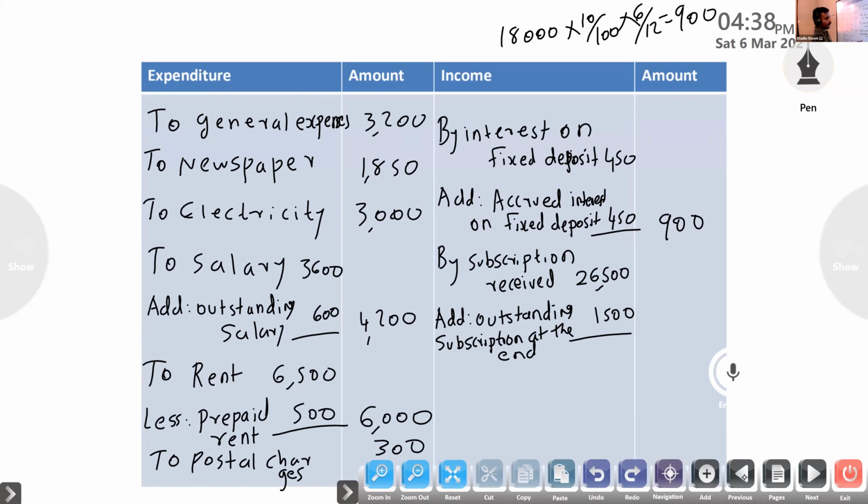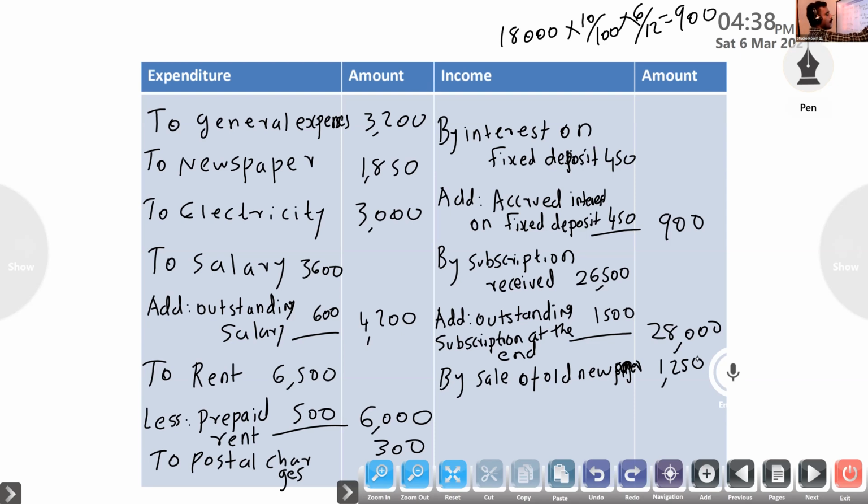Okay. Now 28,000. Okay, no need to list outside subscription. Next one, sale of old newspaper. That is no adjustment. So we have, you have to know the expenditure and the income of a not for profit organization. I don't write the heading. So 1,250.